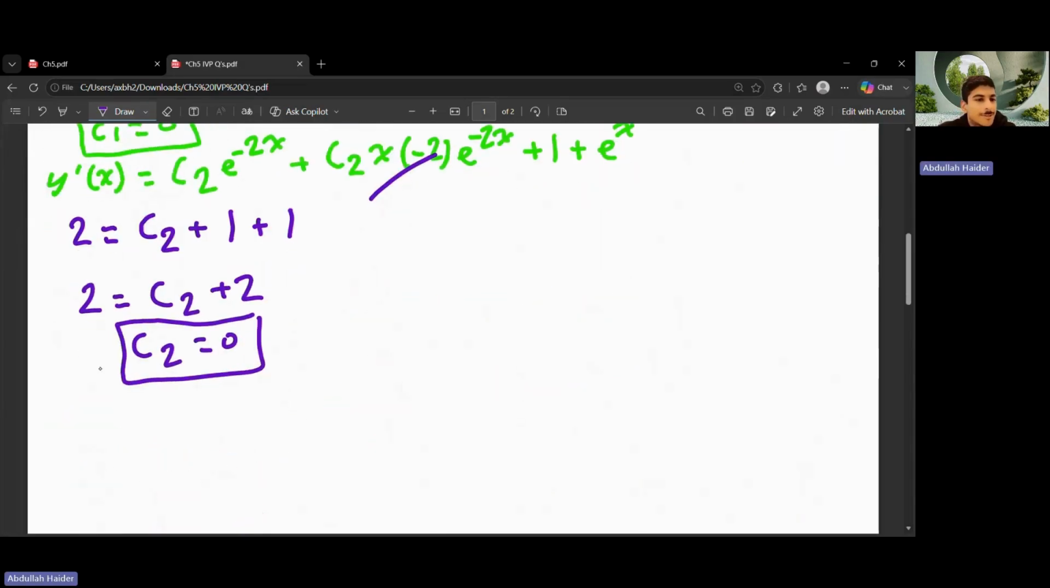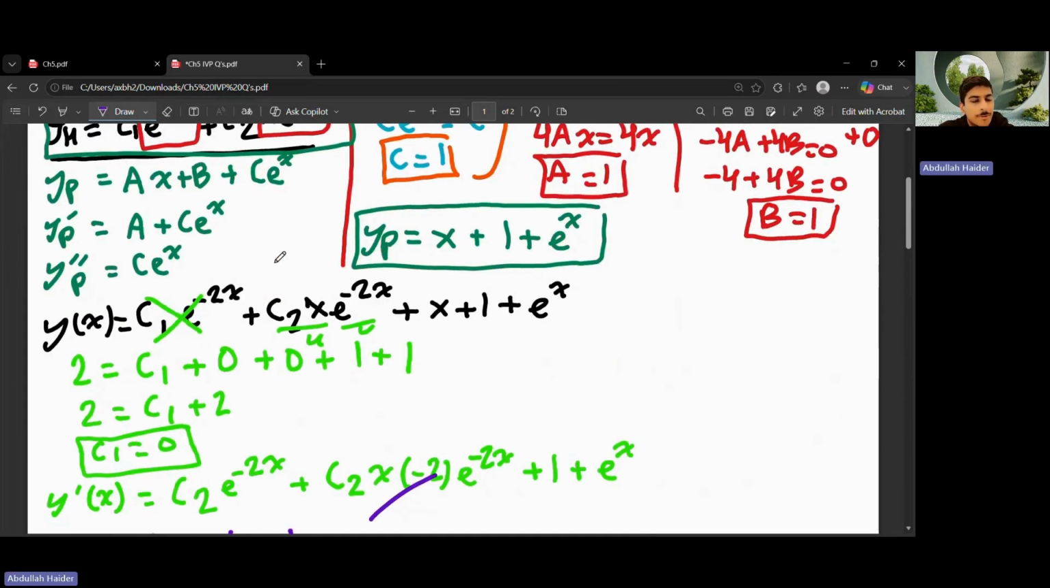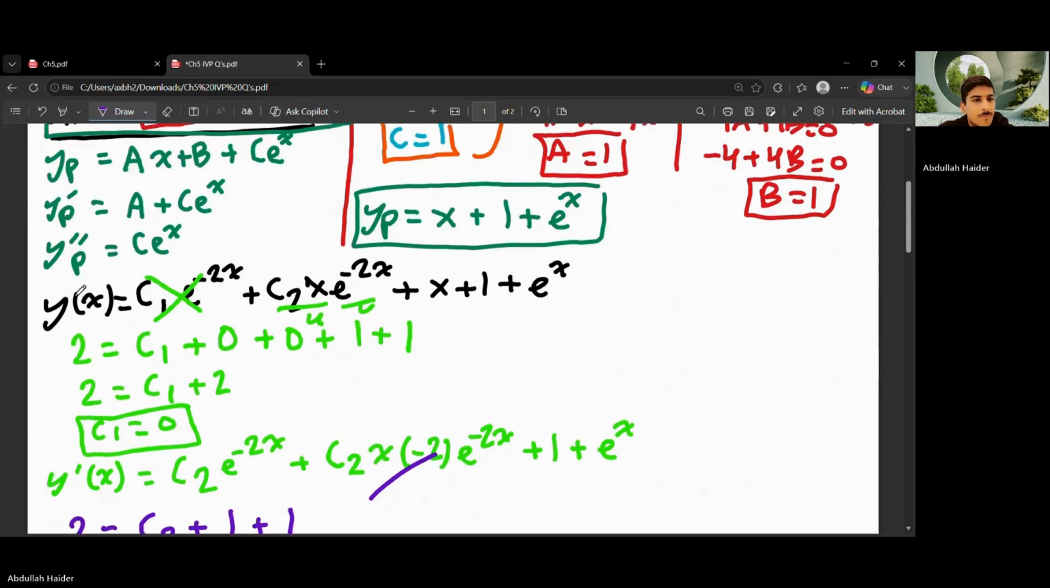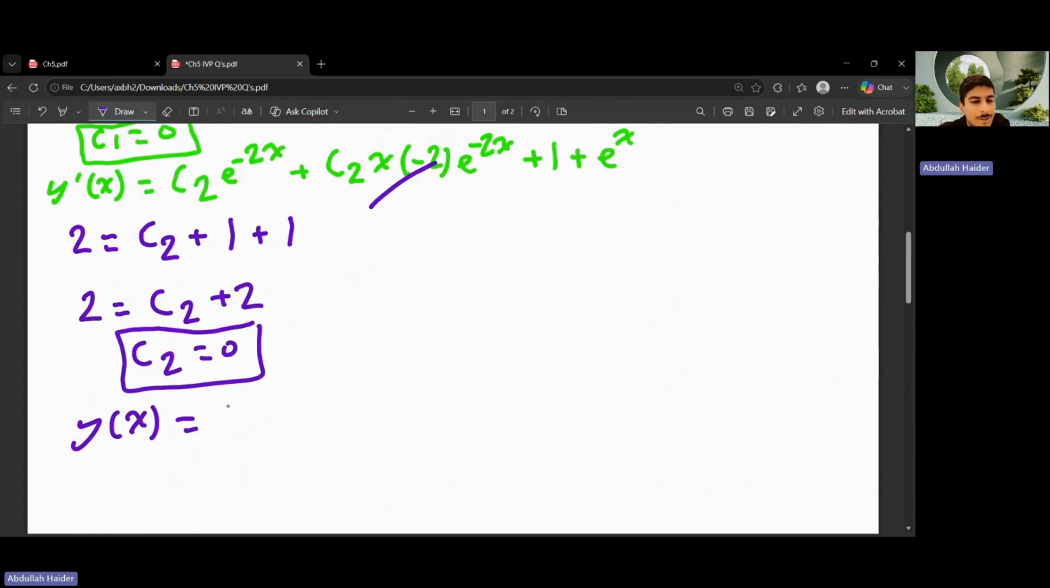So in the end, our y of x, what is our final answer to this? It's going to be, so C1 is 0. We've canceled out this term. Now C2 is also 0, so we'll cancel out this 2. So these two are cancelled because C1 and C2 are 0. So this will be our remaining terms. So in the end, after applying all initial conditions, our final answer is x plus 1 plus e power x.